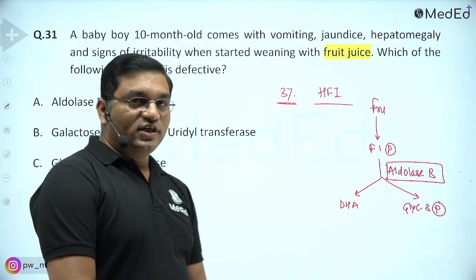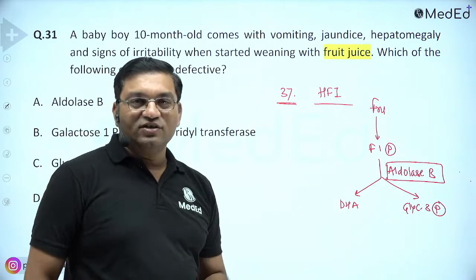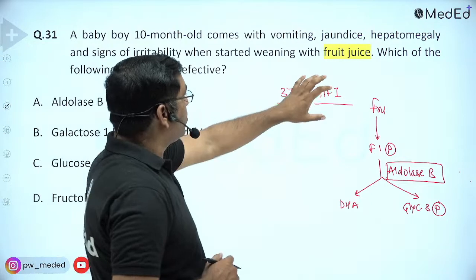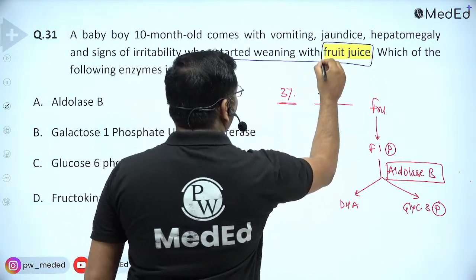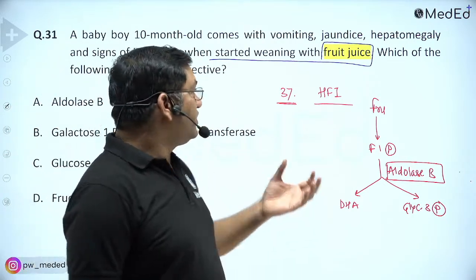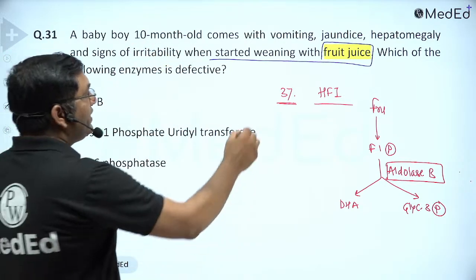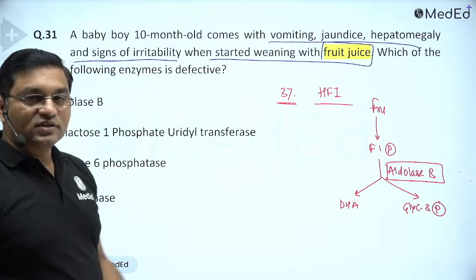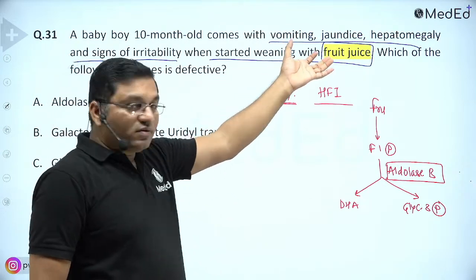Okay, it is very difficult to cover the 100 points, so we are now on point number 37. Hereditary fructose intolerance. When a child is started on fruit juice containing fructose, or when fructose-rich food is given to the child, symptoms like vomiting, jaundice, and hepatomegaly are seen. These are severe symptoms.